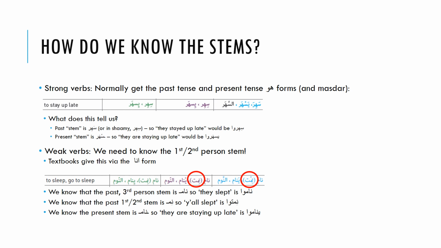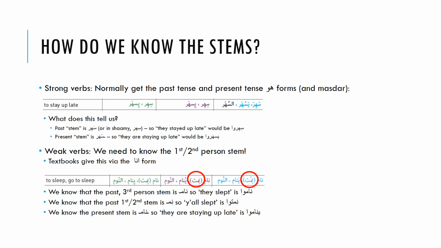Now, how do we know the stems? If we come across a new verb that we've never seen before, how do we know what the stem is? Well, for a Form 1 verb, if you're reading the textbook or whatever, it's going to give it to you. Alex will give it to you in a Quizlet, for example, or in a vocab list.